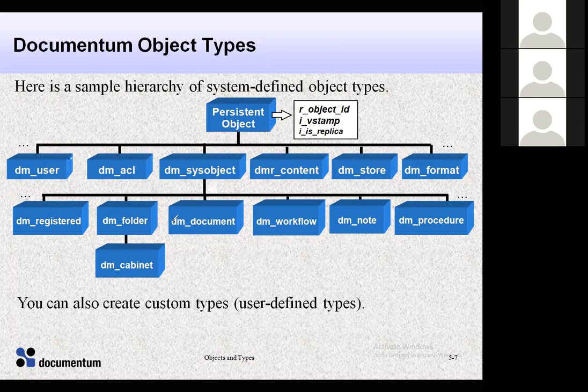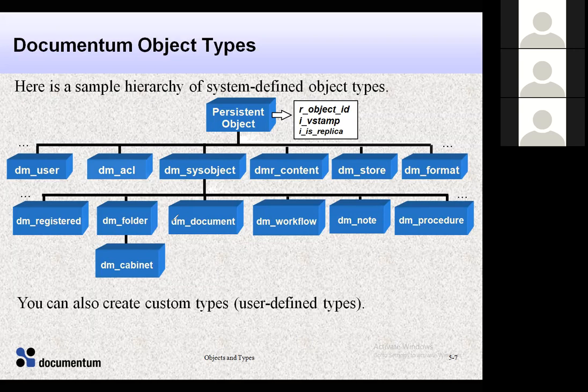Now, your question was that dm_user you understood, but what is this dm_acl? What is this dm_sys_object? What is the dmr_content? dm_store, dm_format, right? Out of the box, the system created these types of objects. As I told you, Documentum Content Server stores everything as an object, right? Everything, whether it's a folder, workflow, life cycle, anything.